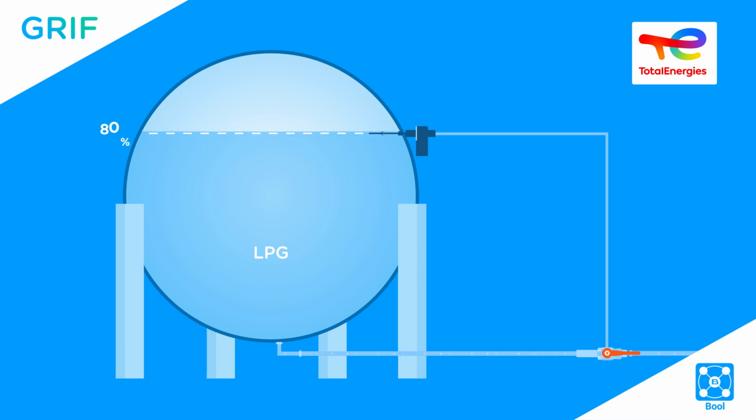If the level in the sphere is upper than 80%, the sensor is triggered and the order to close the valve is directly sent. The same sensor activates an alarm.